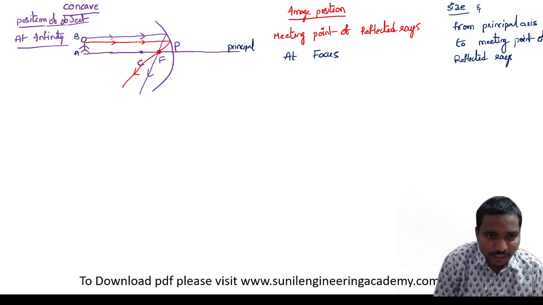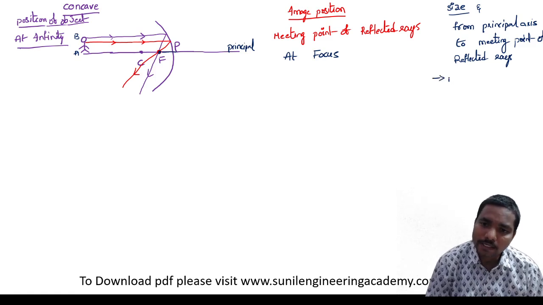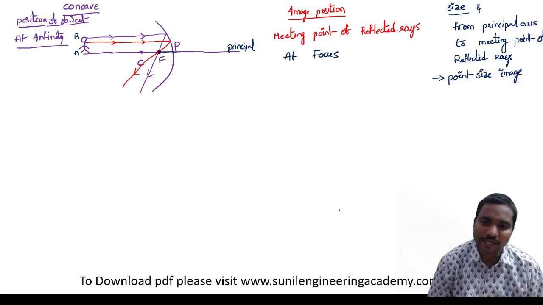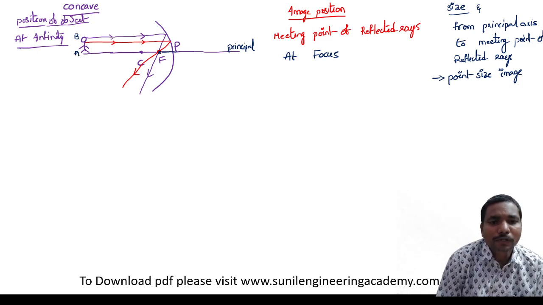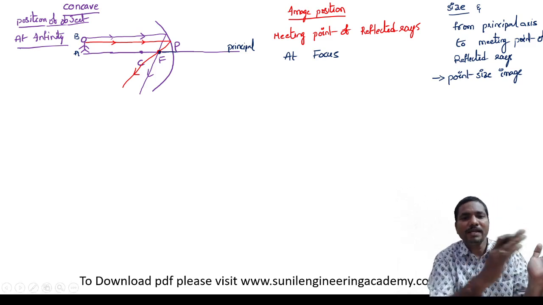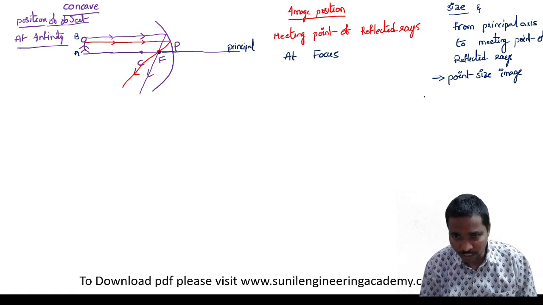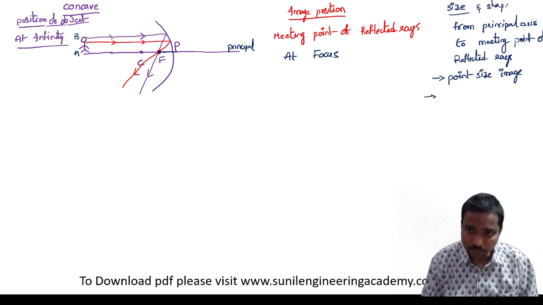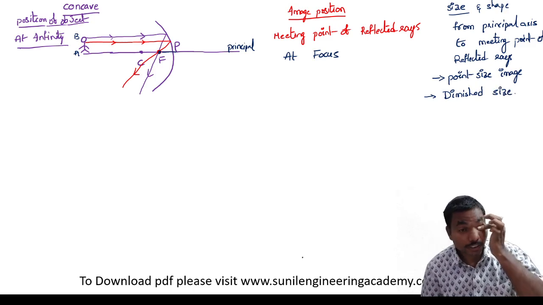Okay, so here from this principal axis, the meeting point is on the principal axis only. On the principal axis means it is just like a point size, so you will get a point size image. Here AB is this much of object we have, but whenever coming to image, just a point size. So from high to low, what is happening? A bigger size to lower size, diminished. So the size is diminished, reduced size, diminished size of the image.